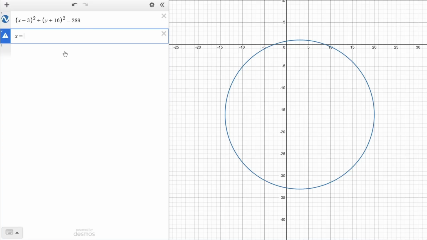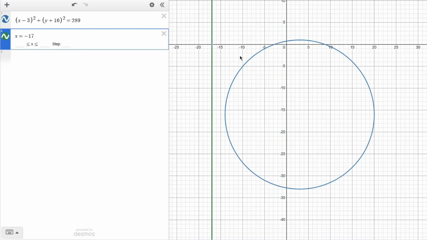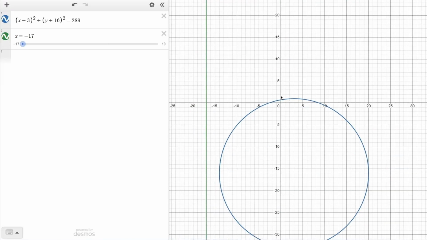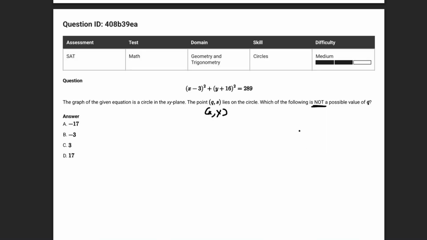So let's try X equals negative 17. And as you can see, the first answer is correct because negative 17, this line is nowhere near the circle. It's not touching it and it's not inside it. So it's not a possible value for Q because it says Q lies on the circle. So the answer is just A. You could check the other ones, but those would be incorrect. So the answer is A.